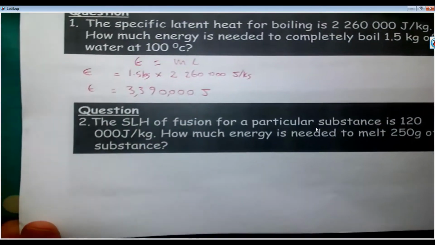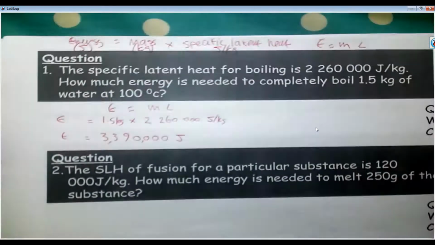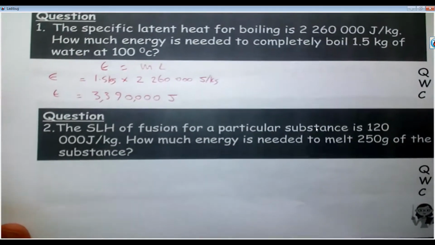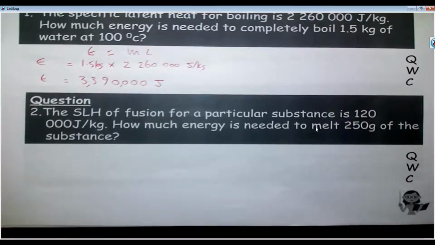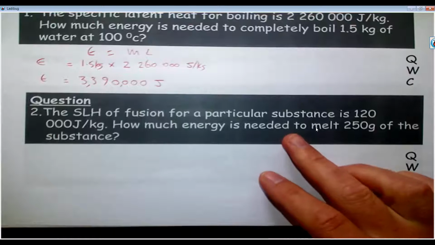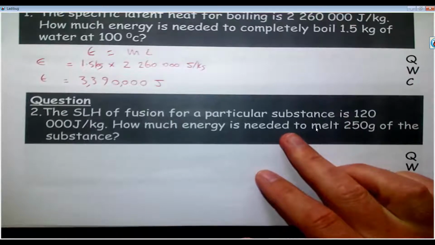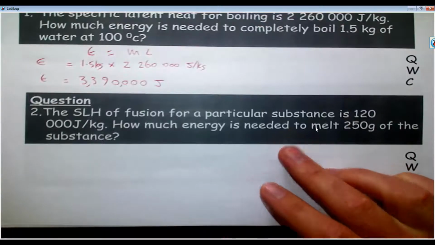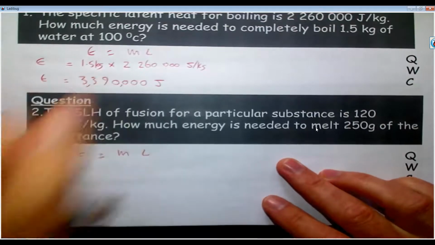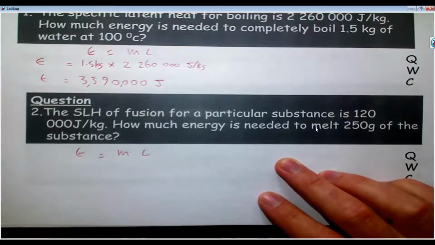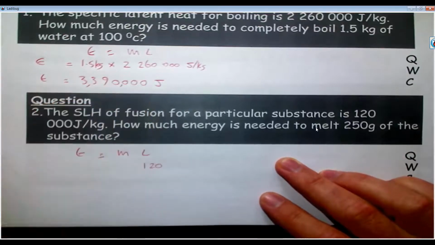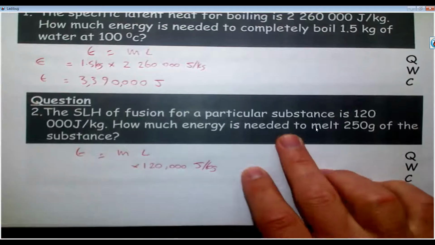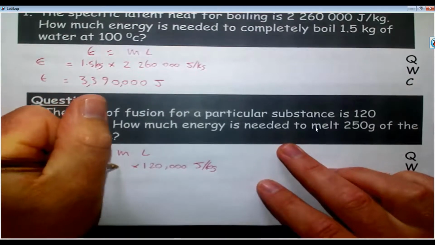Let's have a look at our second example. If you wish to pause and freeze that and have a look and make your notes, now would probably be a good time. Otherwise, let's move on to example 2. The specific latent heat of fusion for a particular substance is 120,000 joules per kilogram. We write our equation. So L is 120,000 joules per kilogram. The mass is 250 grams.